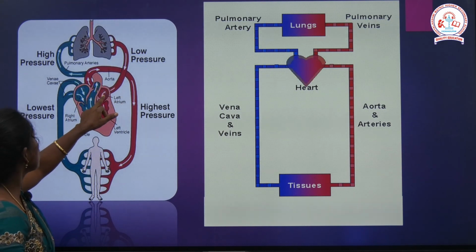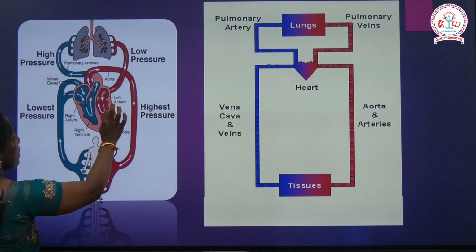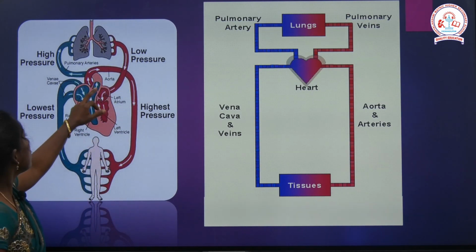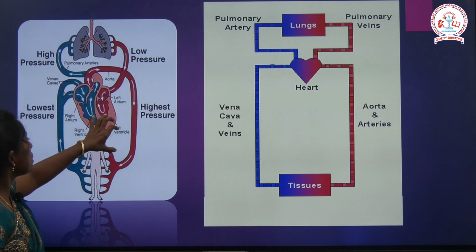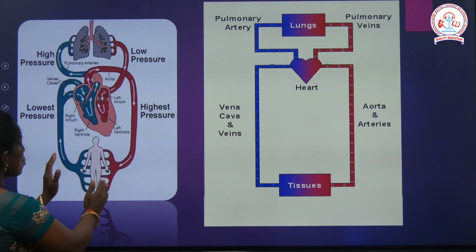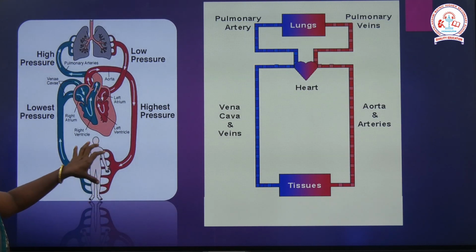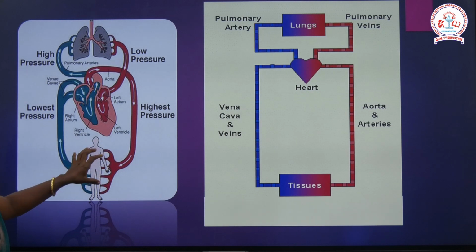It is low pressure, so it goes through the pulmonary vein. Through the pulmonary vein only it goes to the left atrium. Then it carries that oxygen, then goes through the highest pressure to the body. Then these are called capillaries. These capillaries we know already. I told you that they connect the arteries and veins.